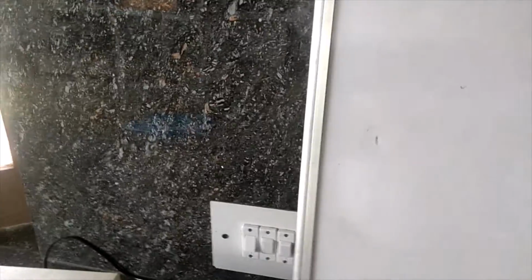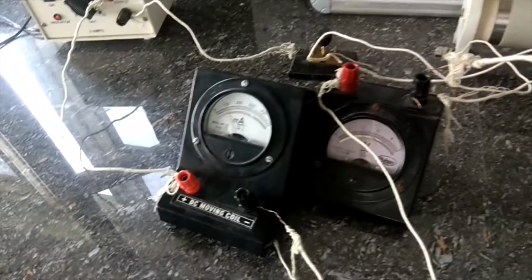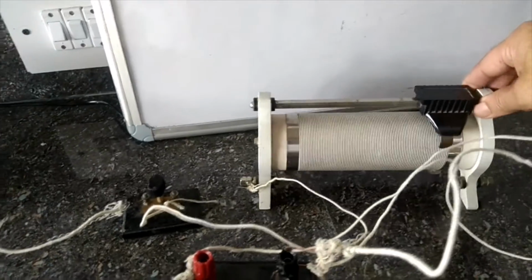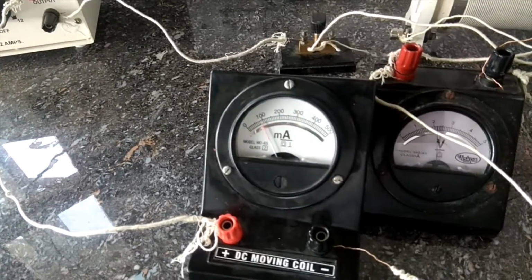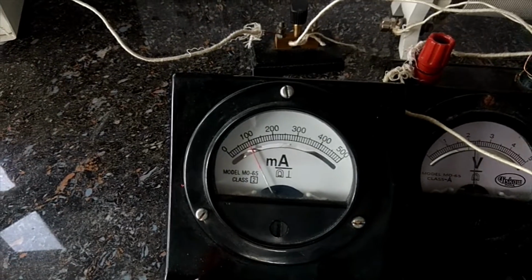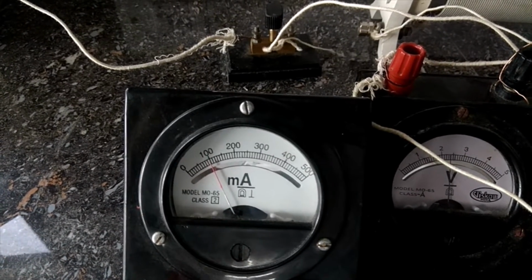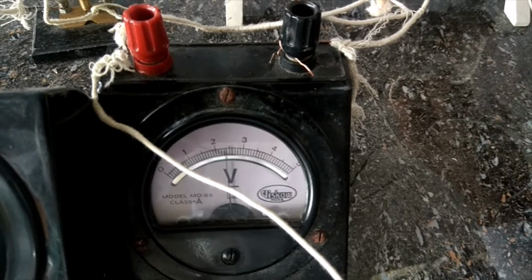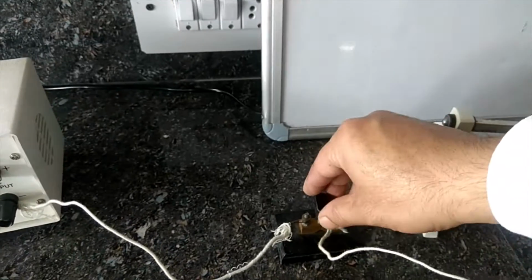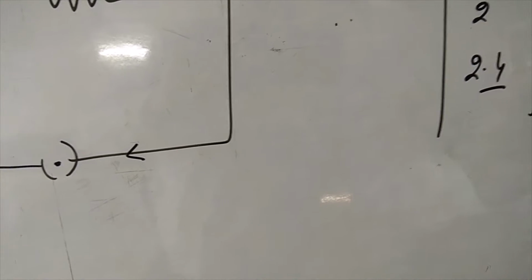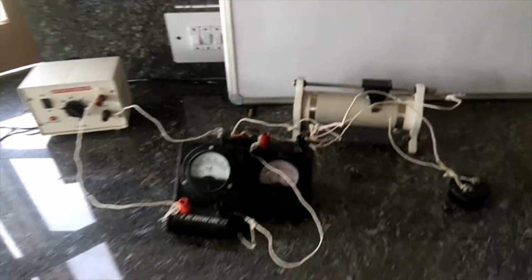Now for the next reading, we will plug in the key and again keep a close watch on these two meters. With the slider, we slide the slider and the reading will vary. Bring it to 100 milliamperes, see here, it is 100, and on the voltmeter you can note it is between 2.3 and 2.4. So this is our next reading. Plug out the key. Then the voltage is 2.4 and current is 100 milliamperes. Then again find out the resistance. This is the whole experiment.